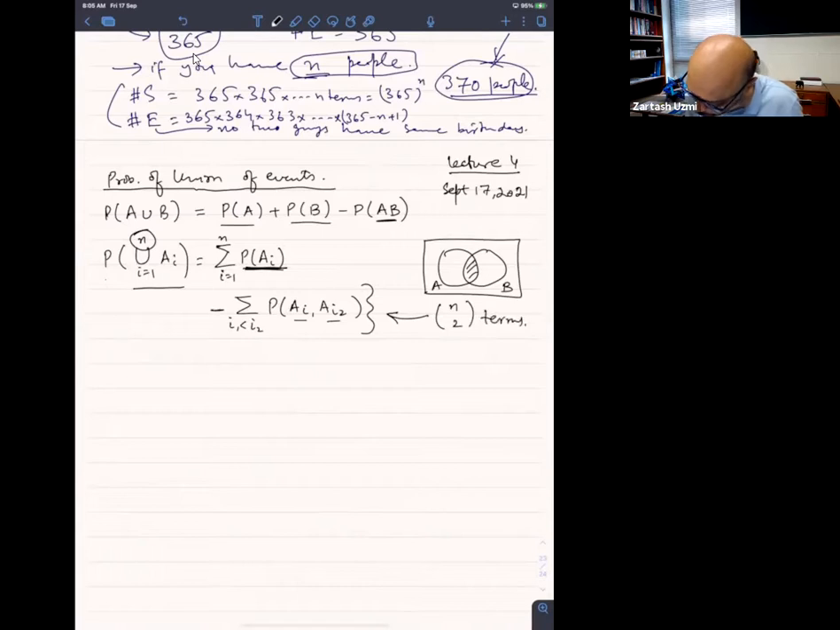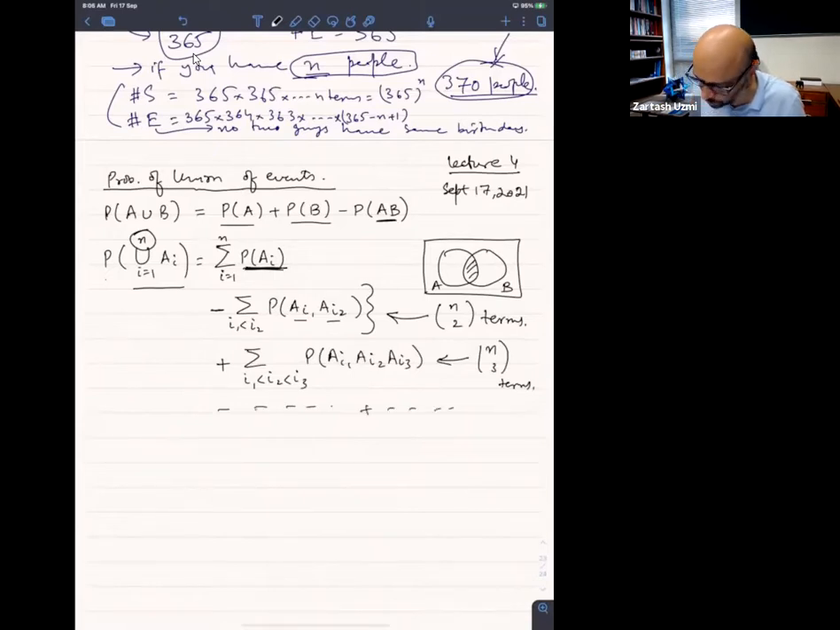Now when you do that, you will subtract some of the areas more than needed, and then you have to add back those areas. So this would be the summation over i1 less than i2 less than i3, of A_i1, A_i2, A_i3. How many such terms will there be? n choose 3 terms. And then minus the terms with 4, plus the terms with 5, all the way up to n.